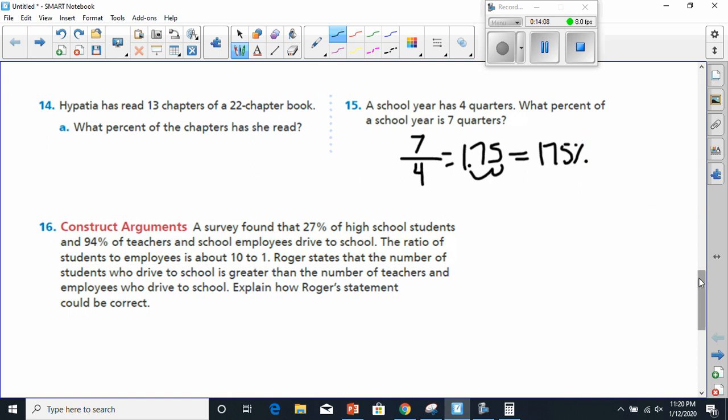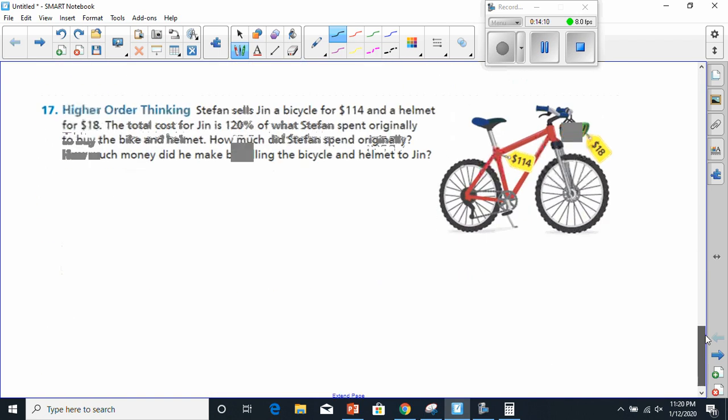And let's see, number 16, we're on number 17, higher order thinking. Stefan sells Jen a bicycle for $114 and a helmet for $18. The total cost for Jen is 120% of what Stefan spent originally to buy the bike and the helmet. How much did Stefan spend originally? How much money did he make by selling the bicycle and the helmet to Jen?